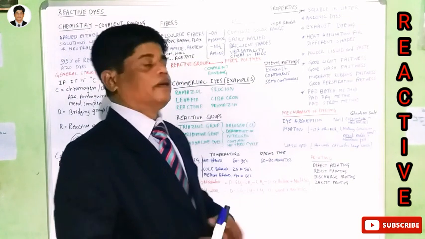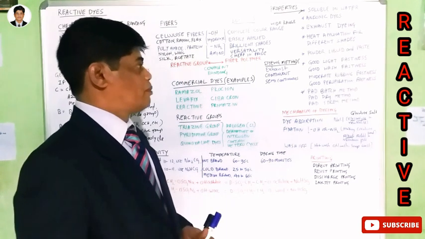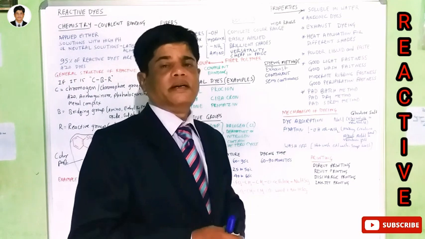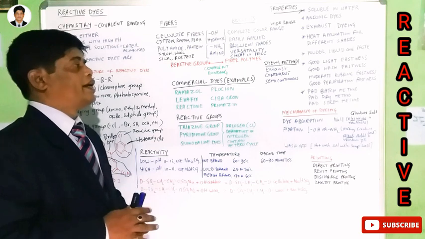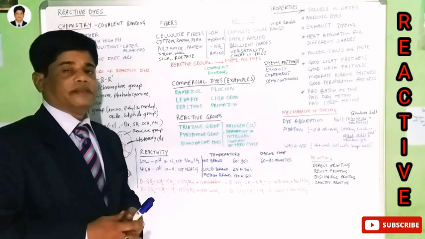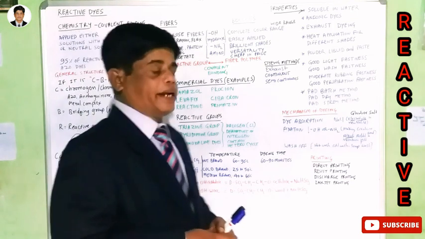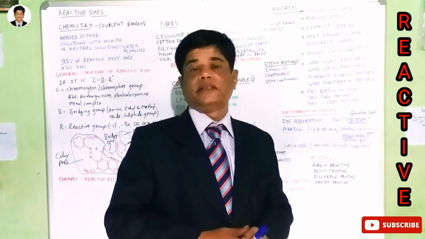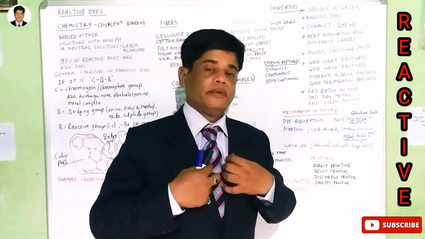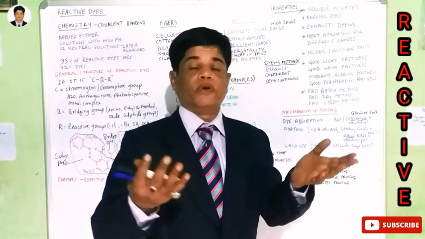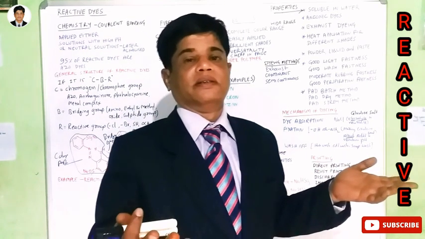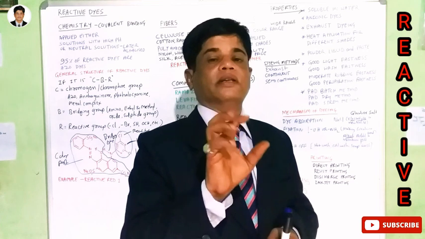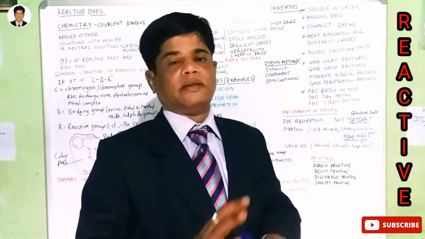And as I told, reactive dye is available in powder form, liquid form and paste form. And the most important advantage here is good light fastness. Textile materials dyed with reactive dyes possess very good, excellent light fastness. That is, if the textile material is exposed to prolonged sunlight, ultraviolet cannot harm it, and there is no change in the shades.